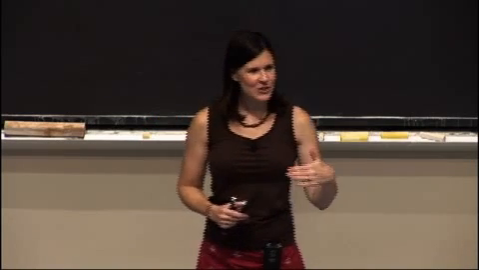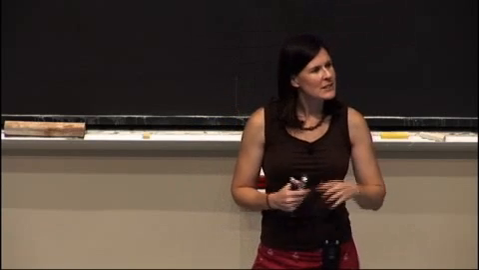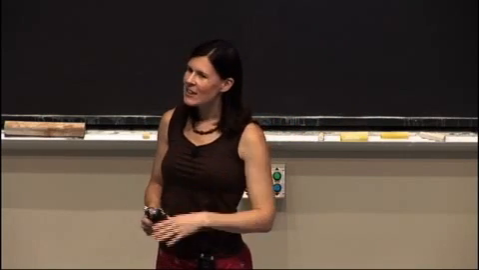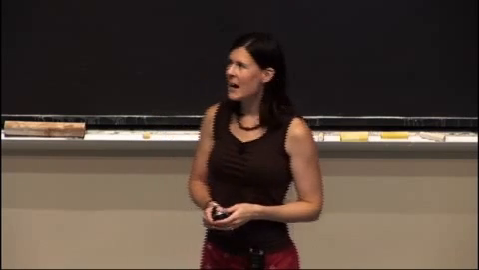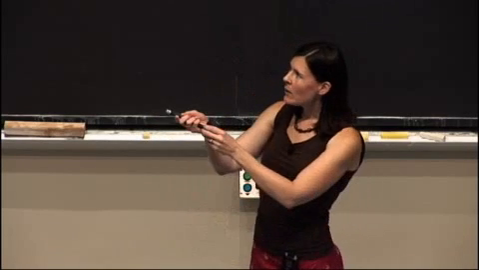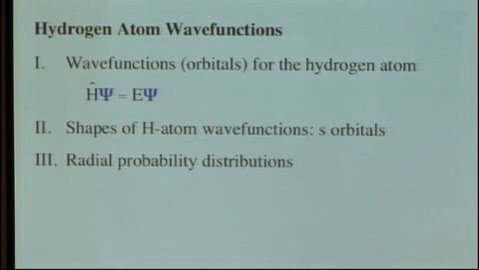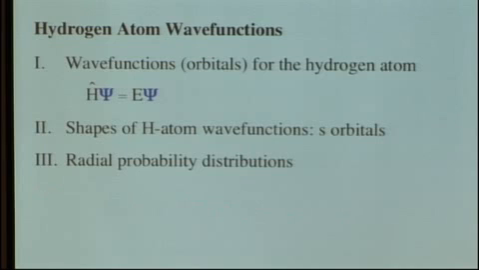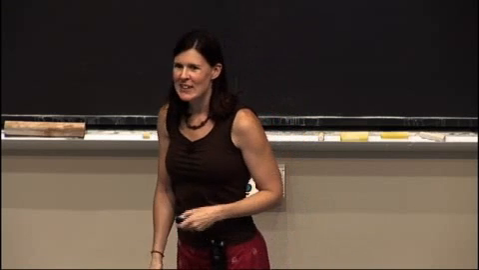When we first introduced the Schrodinger equation, what I told you was think of psi as being some representation of what an electron is. We'll get more specific here, more specific even than just saying you can think of it as an orbital. We'll really think about what psi means. And in doing that, we'll also talk about the shapes of H-atom wave functions, specifically the shapes of orbitals, and then something called radial probability distribution, which will make sense when we get to it.